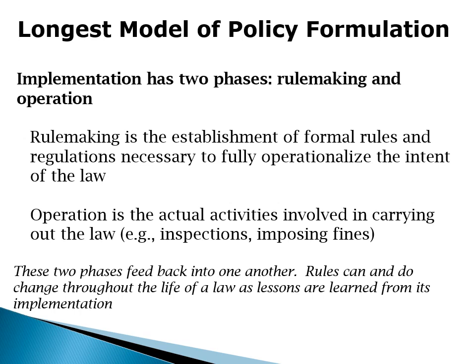Now, implementation has two phases: rulemaking and operation. Rulemaking is the establishment of all the formal rules and regulations necessary to fully operationalize the intent of the law. And then operation is the actual activities involved in carrying out the law. For example, in the Affordable Care Act, there's no description of how to set up the insurance exchanges. There's certainly not the forms needed to apply for insurance on the insurance exchanges. All of those nitty-gritty details need to happen in rulemaking and operation to make the law happen. Rulemaking and operation are a little bit easier than legislation to change because they can and do change through the life of a law.